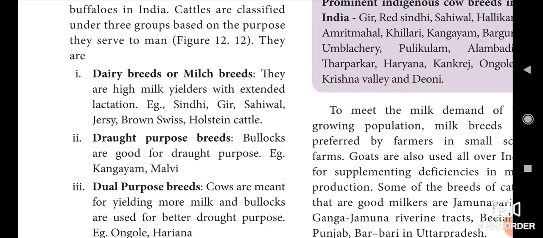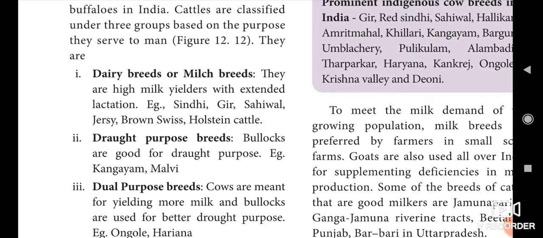This kind of breed gives a high amount of milk, a high amount of lactation. For example, in Tamil they say Sindhu Madu and Jersey Madu. This variety of cow has high milk yield. So this is called the dairy breeds or milch breeds.